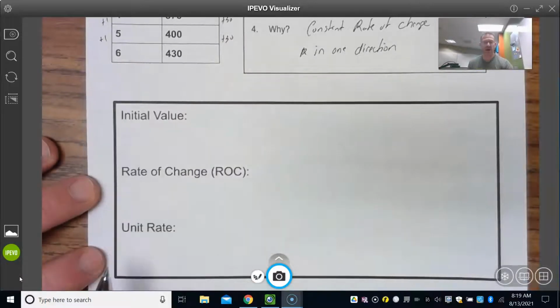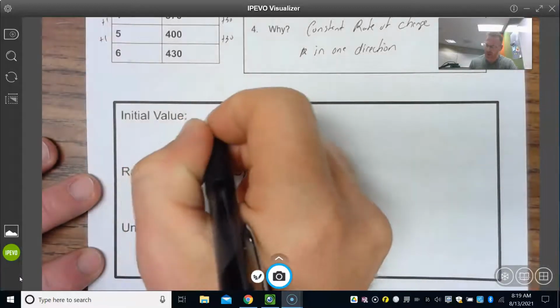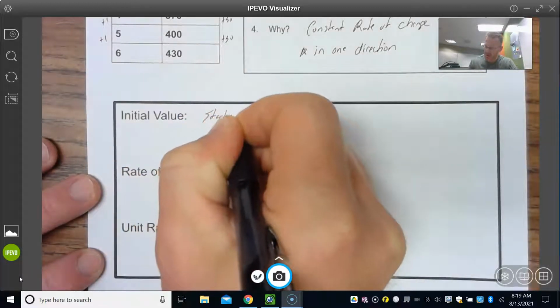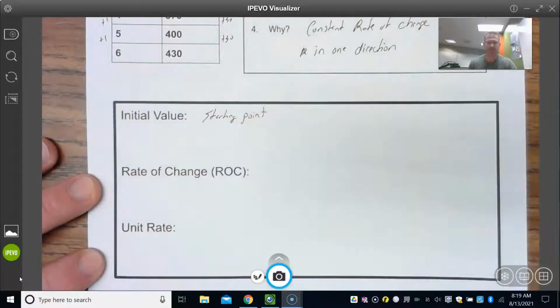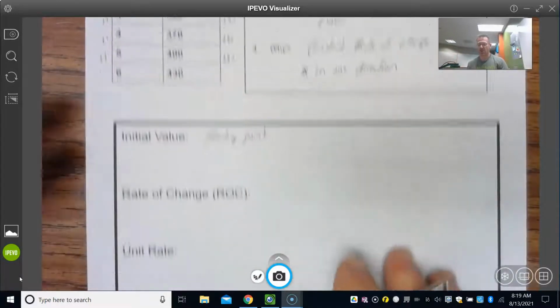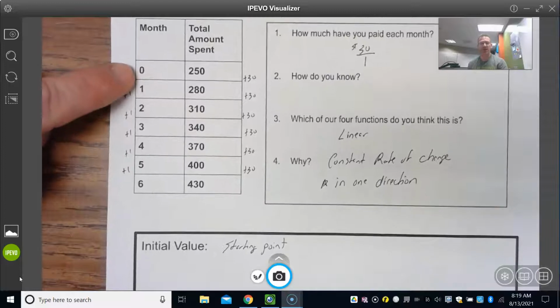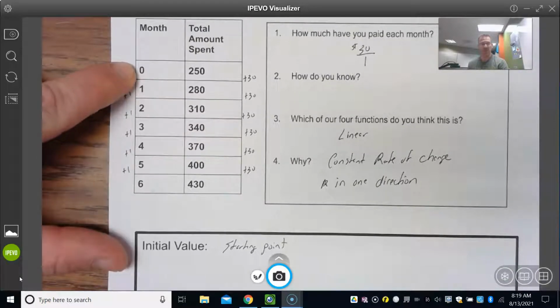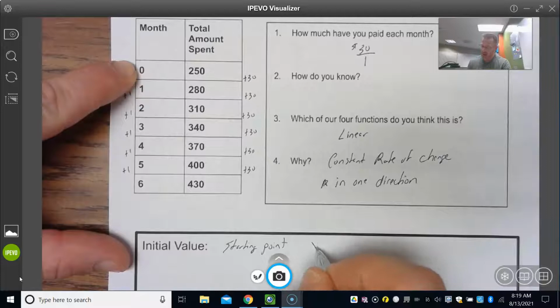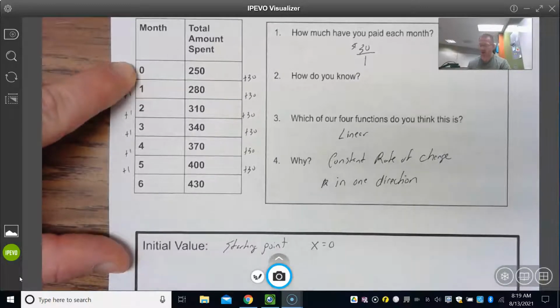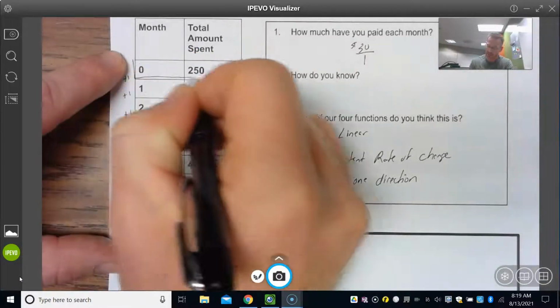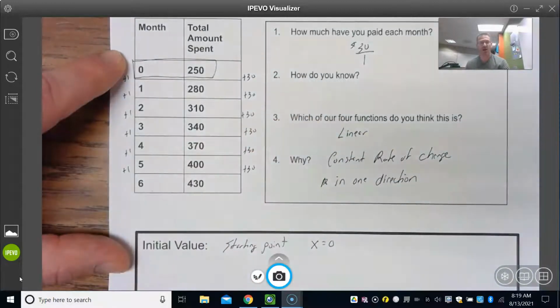So let's talk about initial value. Initial value is really what we think of as the starting point in a problem. Now, how do we know what that is? Typically the starting value, or the initial value, is when x is equal to 0. So right here, that is our initial value.